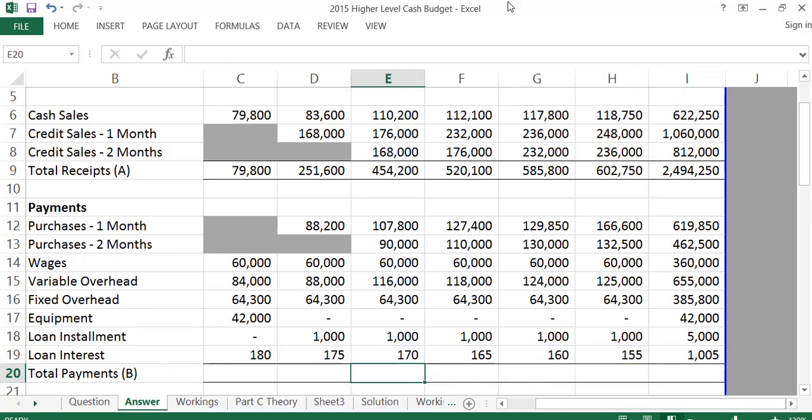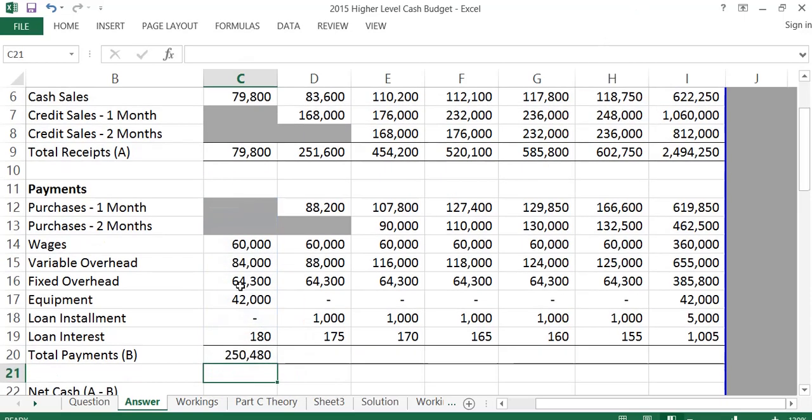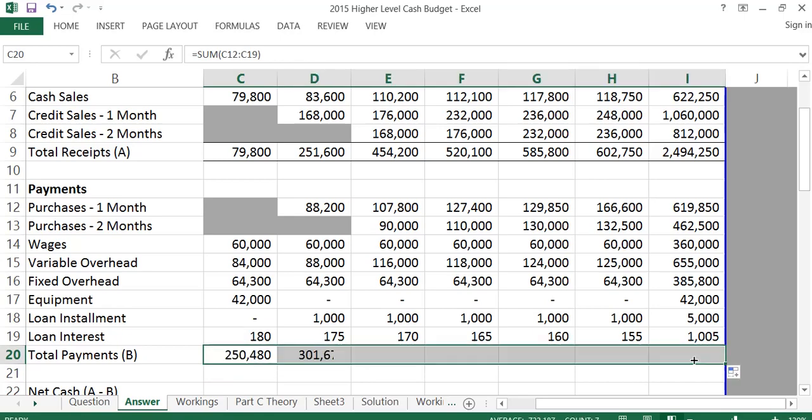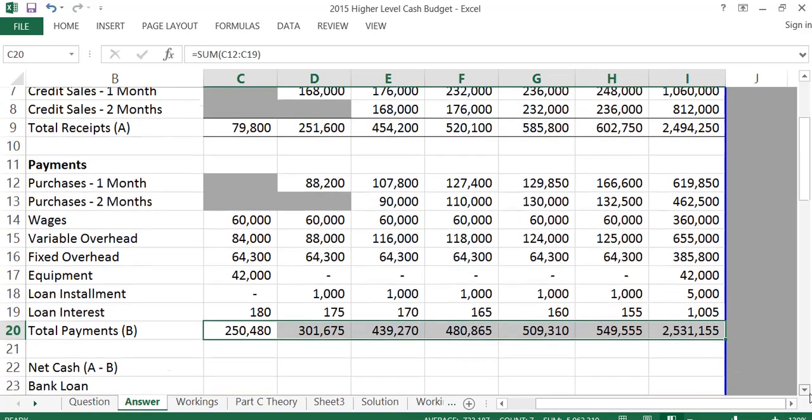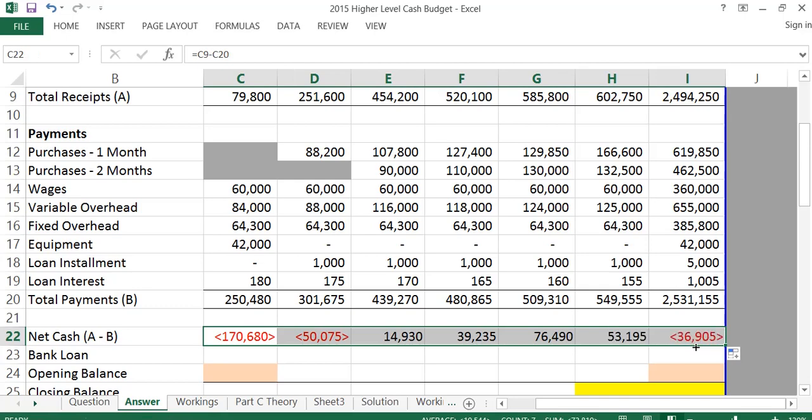So now to get my total payments, I'm just going to add all of these down for each month and the total. So total for July is 250,480. And again, I'm just going to copy this across, it will give me all my totals. Now, net cash is just A minus B, or total receipts minus total payments. And that's going to be the same the whole way across. We're going to have 79,800 minus 250,480 is minus 170,680. And I just do the same for each other month and for the total. It'll give me my net cash the whole way across.